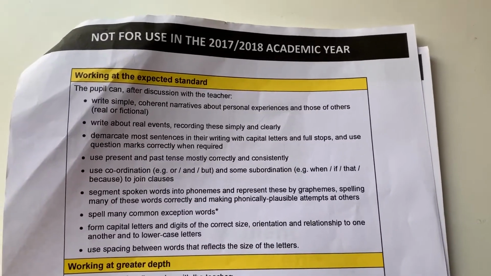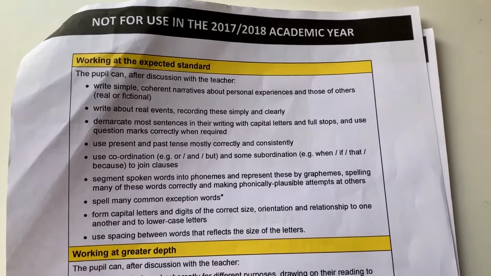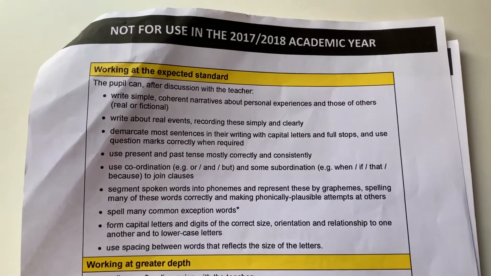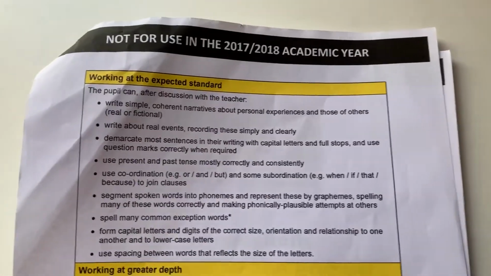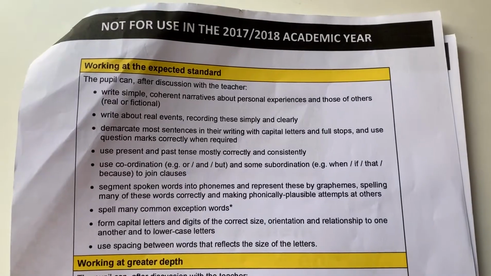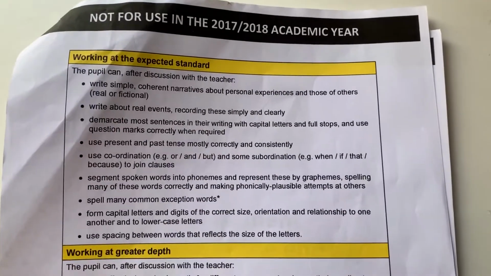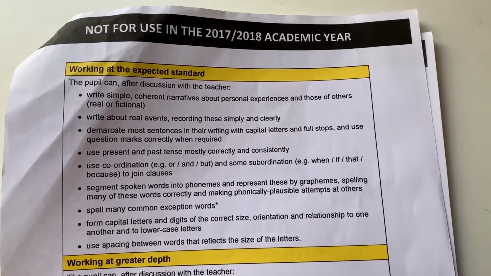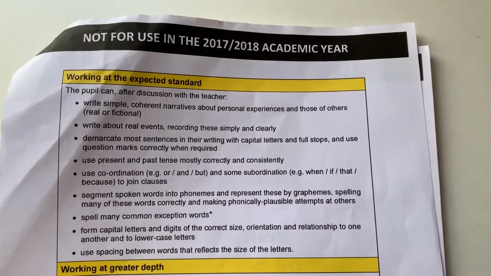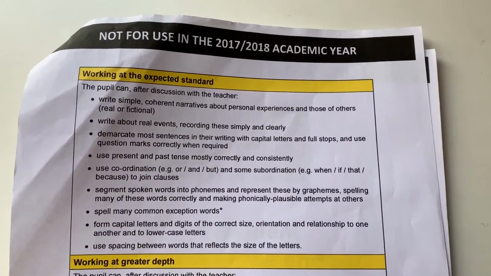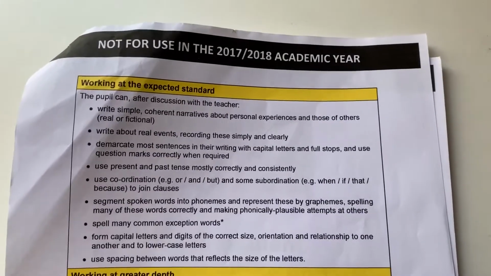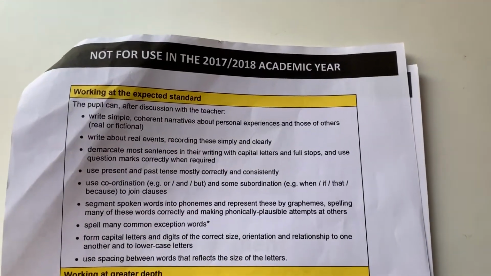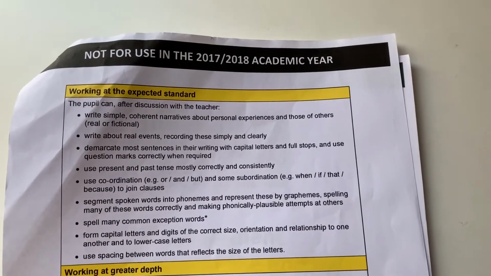The third element is your 5th bullet point down, to use coordination and some subordination to join clauses. Now, that term is absolutely key to writing flowing for the reader, to it making sense and not being stilted short sentences. It's also in the statements for the expected standard at the end of Year 6. So it's a really important statement. And if children aren't using coordination and subordination, it doesn't matter what else they've got, they cannot be working at the expected standard.